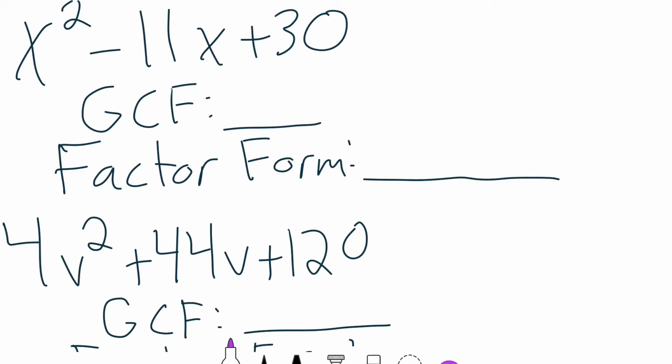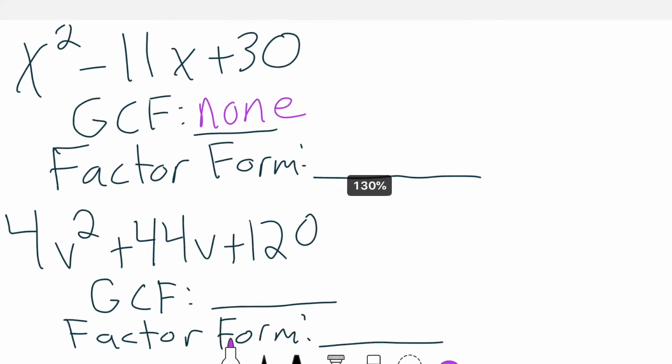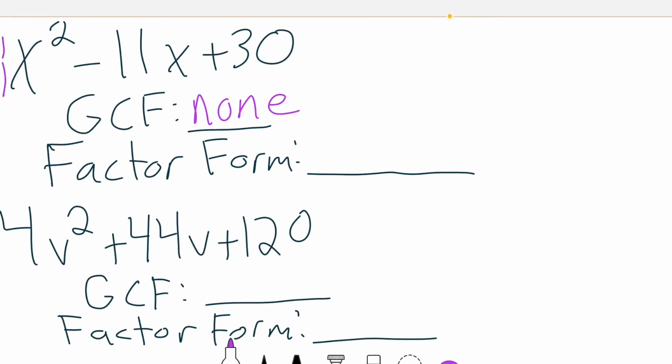So the first question we always ask is, do we have a greatest common factor? No, we do not. So we put none or no or whatever you want to put, showing that there is none. Then we want to factor it. So because our a is understood 1, we can go ahead and do our big X method.